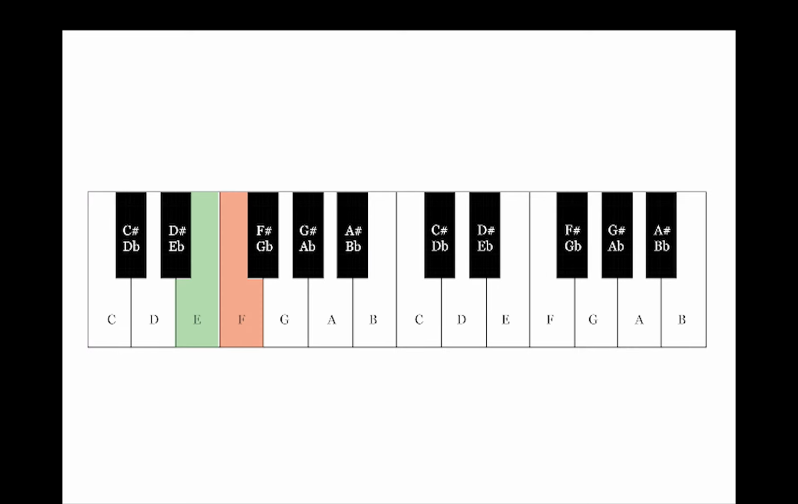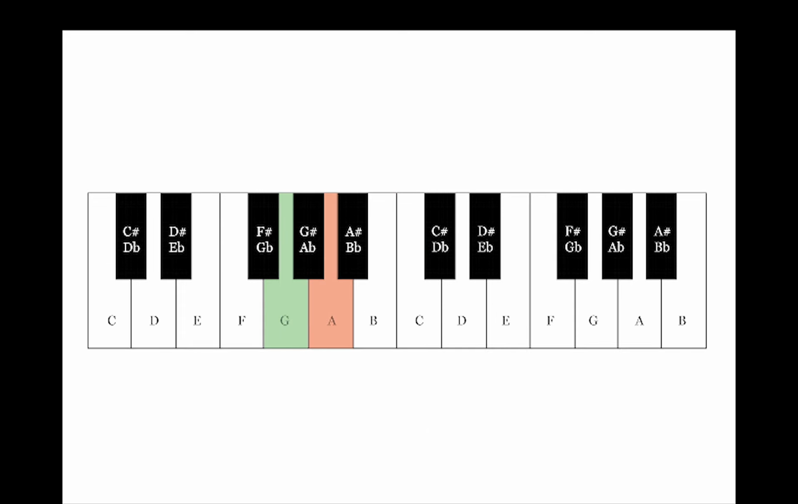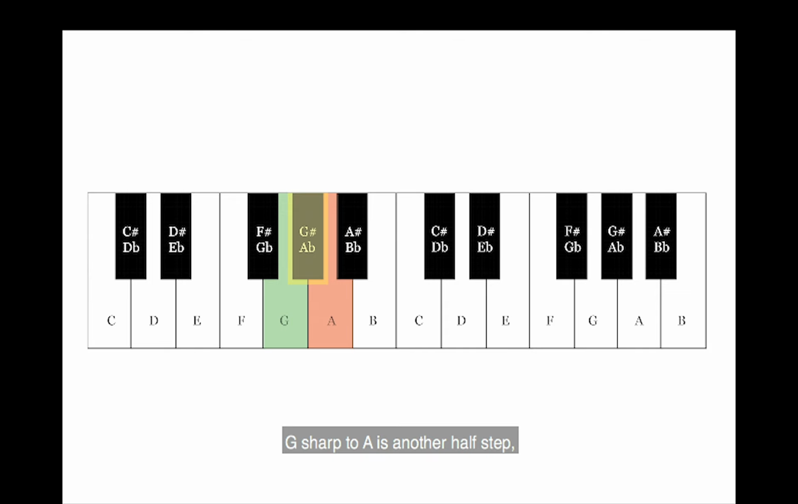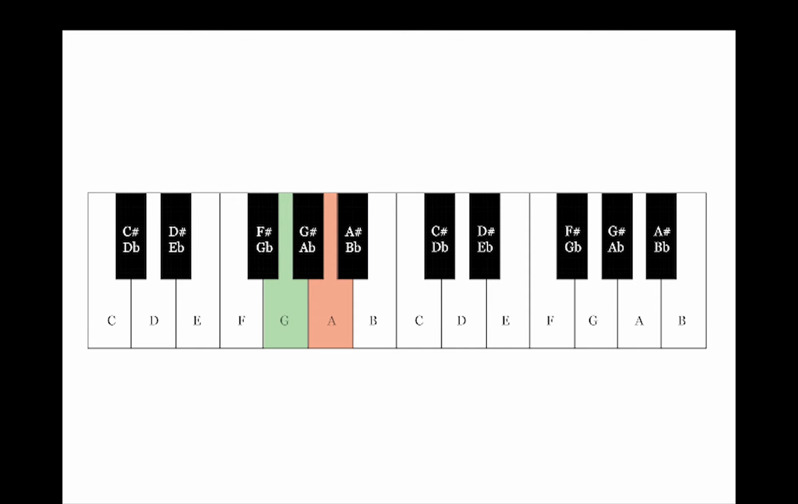E to F. There's no key in between, so E to F is a half step. B to C. There's no key in between, so B to C is a half step. G to A. G to G sharp is a half step. G sharp to A is another half step, so that would be a whole step.